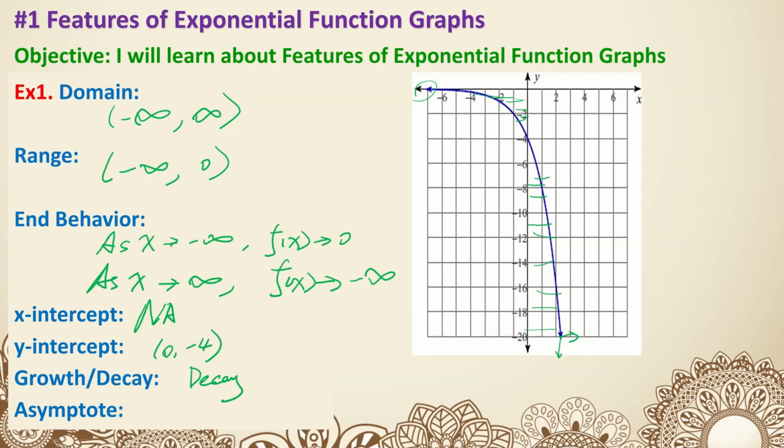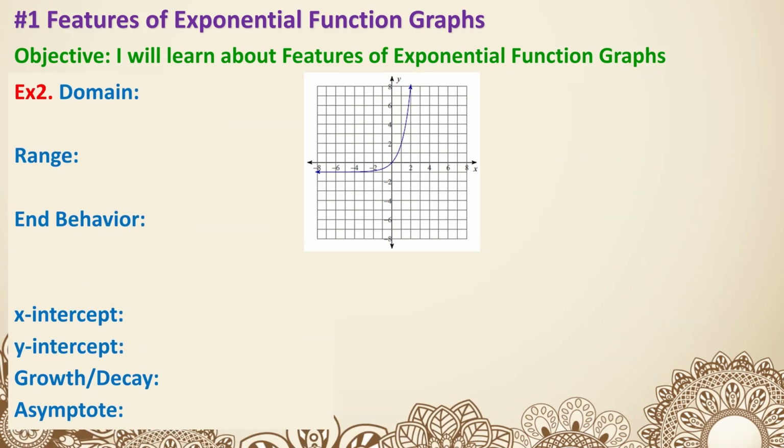As for the asymptote, we are going to draw that on the graph. It's right here. This is the line it's approaching but not crossing. It's a horizontal line, so it's going to be y equals, and it's actually crossing the y-axis at 0, so it's y equals 0. There you go. That's example 1.